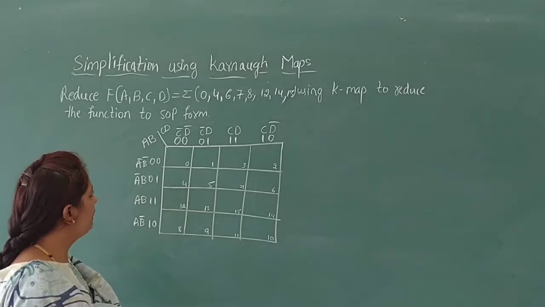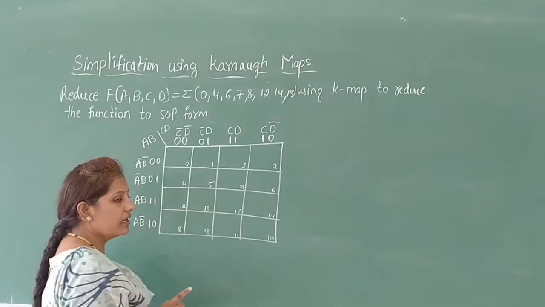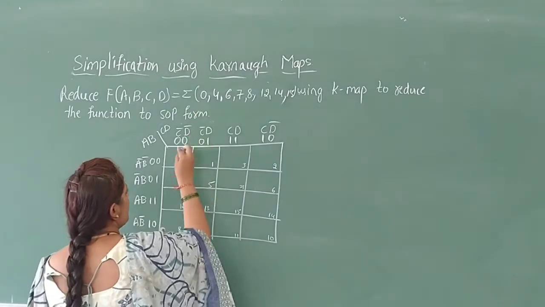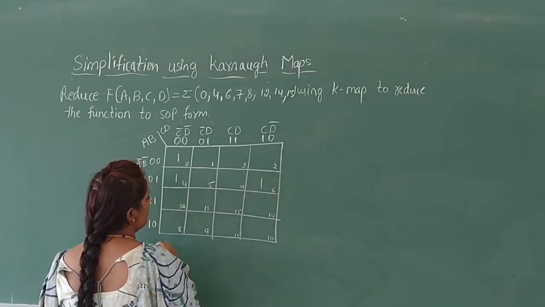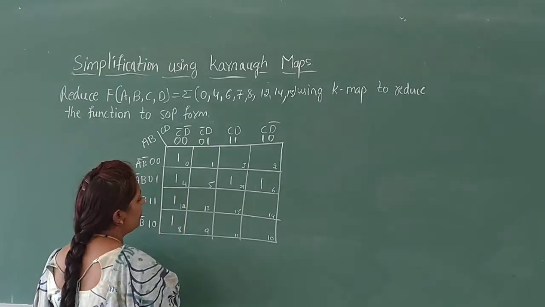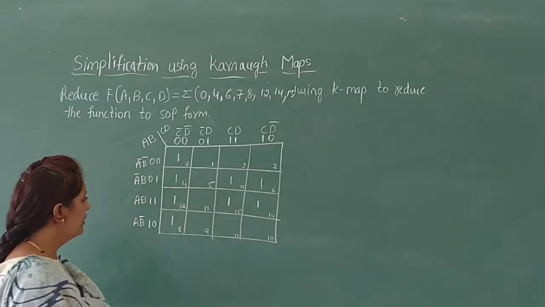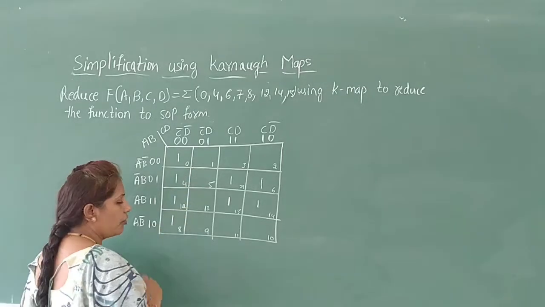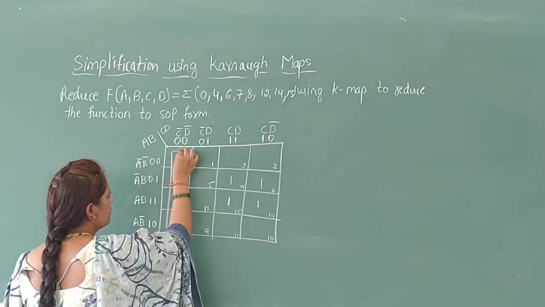And put the output value 1 for the given designation values because here the minterms are created to write the SOP form. 0, 1. 4, 1. 6, 1. 7, 1. 8, 1. 12, 1. 14, 1. 15, 1. And see here, these 4 values are formed continuously in vertical form. Therefore, it creates one quad.